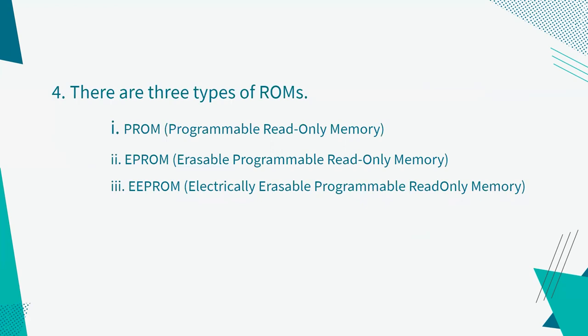There are three types of ROMs: PROM, which is the programmable read-only memory; EPROM, which is erasable programmable read-only memory; and EEPROM, which is the electrically erasable programmable read-only memory.